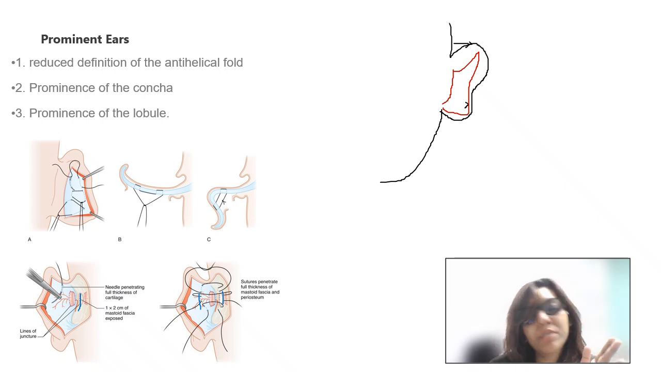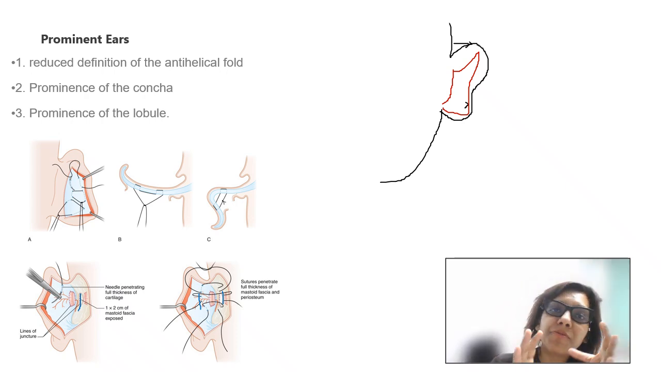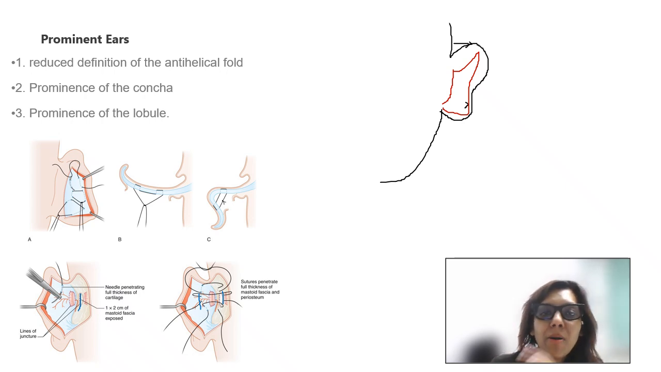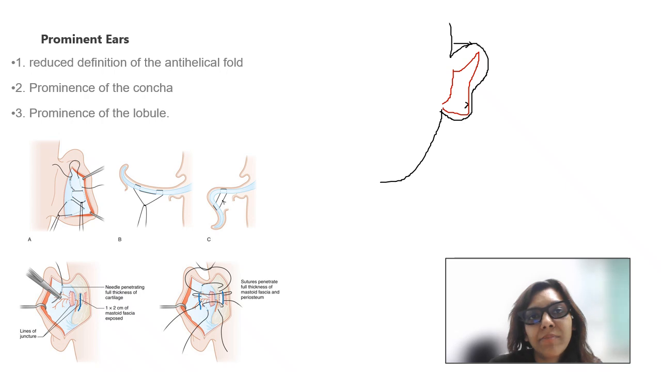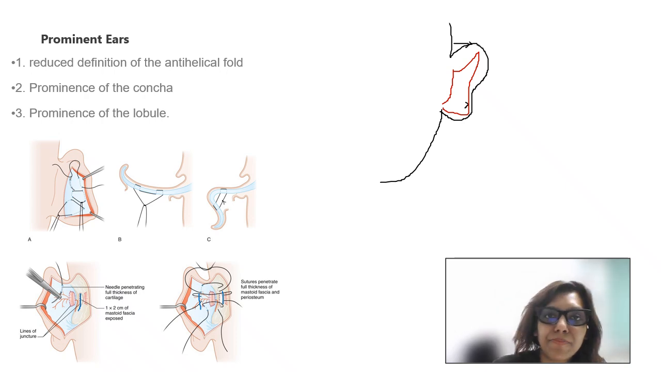When you're writing about this, if you still feel that the answer requires one or two more things, if it's a long answer, then you can add the complications of the procedure. They can be hematoma, infection, granuloma, irregularity, cartilage infection, etc.